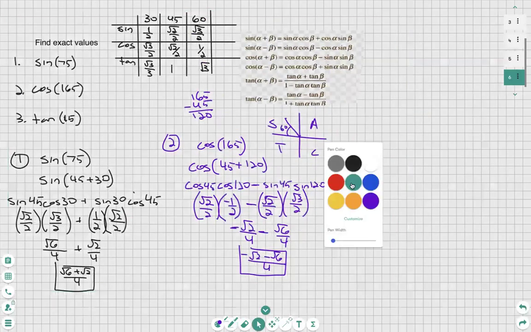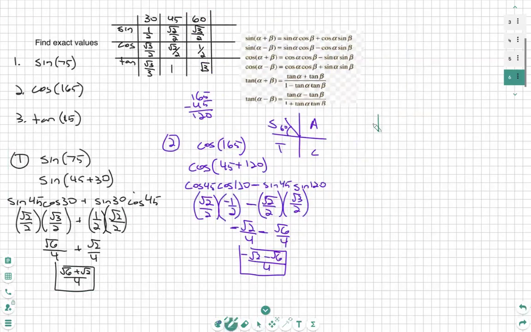Cool. Last problem, we're going to go tangent. The tangent of 15. Now notice, I'm not going to get two numbers that add to 15, but I can get two numbers to subtract to equal 15. And then now we set it up. The tangent one starts with tangent of A, keep sign, tangent of B, all over 1 flip sign, tangent of A times the tangent of B.